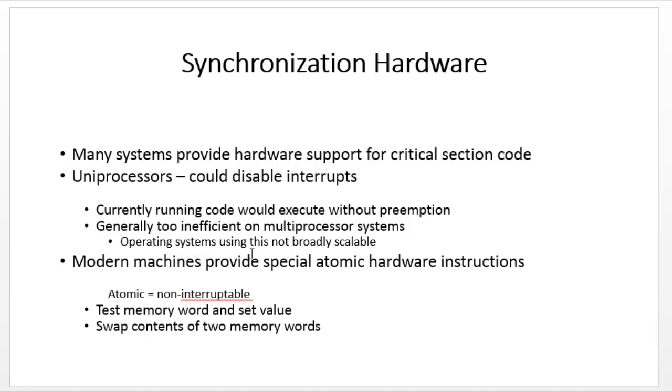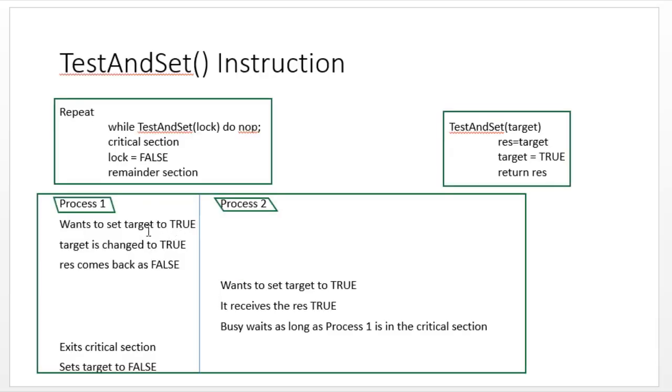The hardware instructions are atomic instructions in the sense they are non-interruptible. What do you mean by non-interruptible? Once you start execution of this instruction, it cannot be interrupted in between. The instructions that we are going to learn today are test and set instruction, which will test a memory word and set the value. The instruction name is test and set. And another instruction is swap instruction, which will swap contents of two memory words. So now let us start with the test and set instruction.